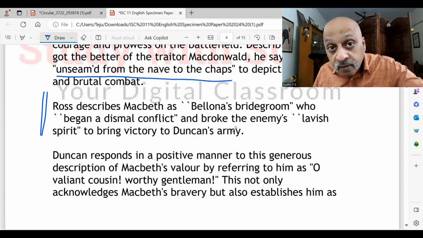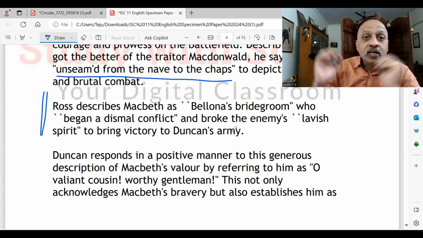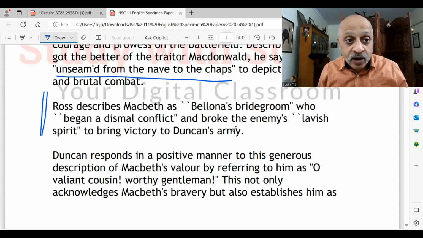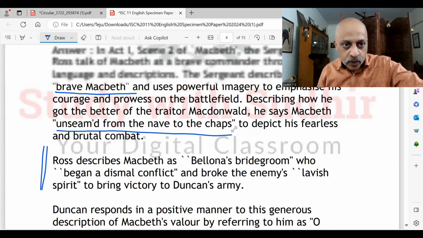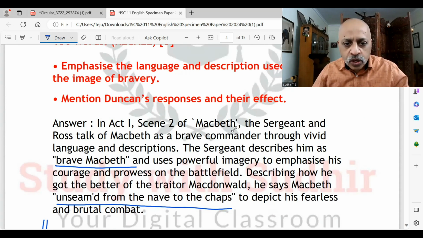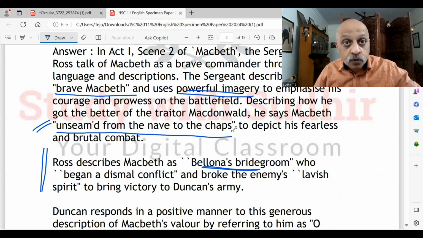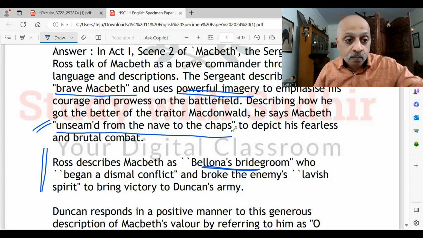Now, how did Duncan react? Duncan, because once this is done you don't need to write about language separately. The language shows that very flowery kind of language has been used. Okay. And I have already spoken about how he uses powerful imagery. You know, what is powerful imagery? This is a powerful imagery. This is a very powerful imagery to call Macbeth as Bellona's bridegroom.